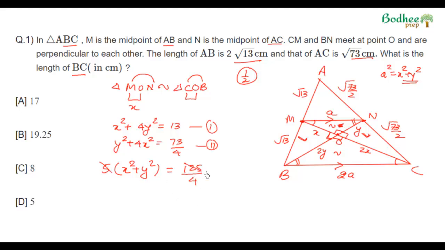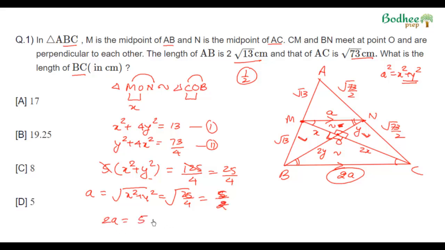We can get rid of 5 from here, so x square plus y square will be 25 by 4, and the value of A is nothing but the square root of this. So the square root of x square plus y square would be the square root of 25 by 4, which comes out to be 5 by 2. But we need to get the value of BC, which is 2A. This is 5 by 2. So 2A, which should be our answer, is 5. So option D becomes the right answer.